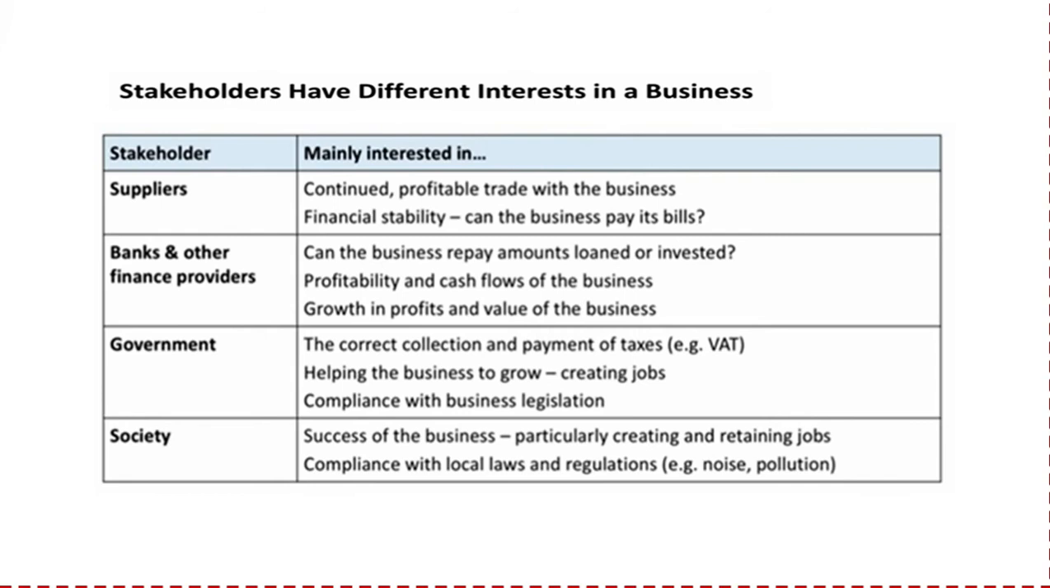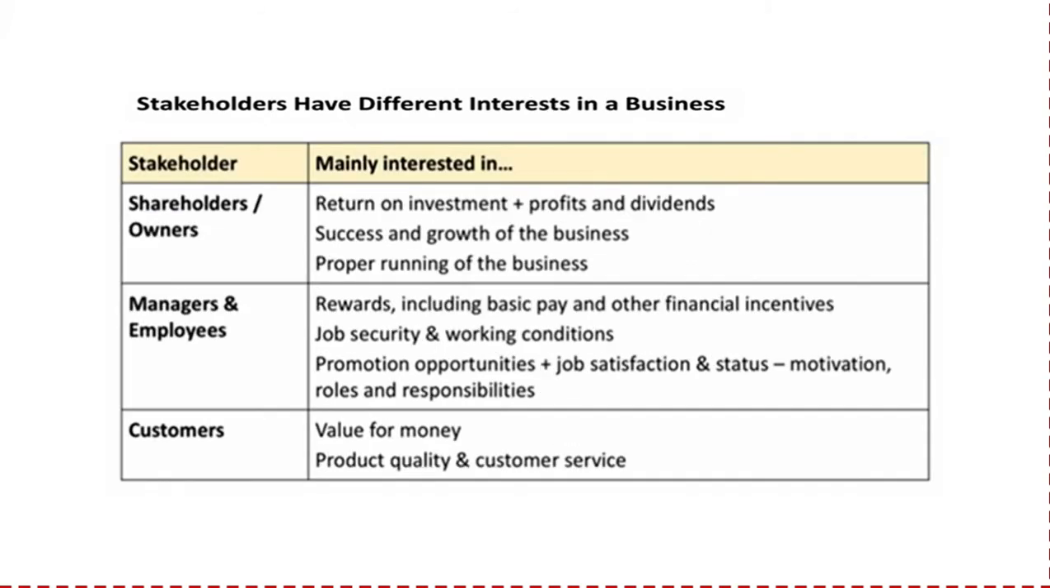So these are the demands from the stakeholders. And we shareholders and owners are also included in the stakeholders in the big bracket. So it is very natural that shareholders are interested in return on investment, profits and dividends, as the owner of the business. They also have a proper interest in the success and growth of the business and the proper running of the business. Shareholders also share some of the interest with the other stakeholders.